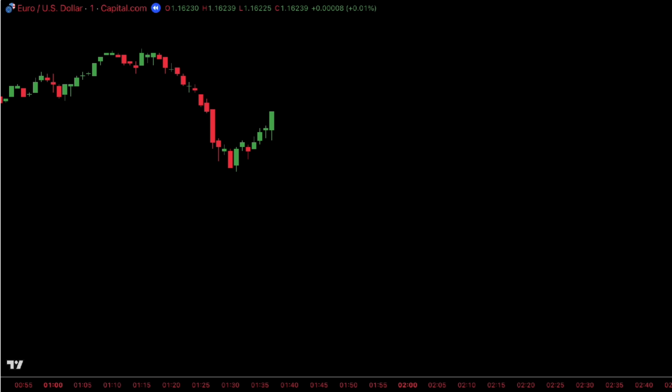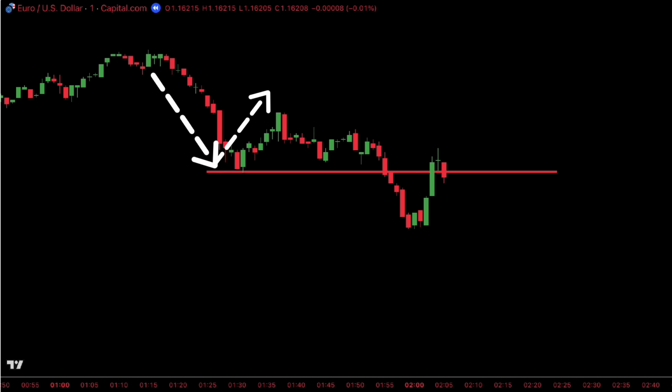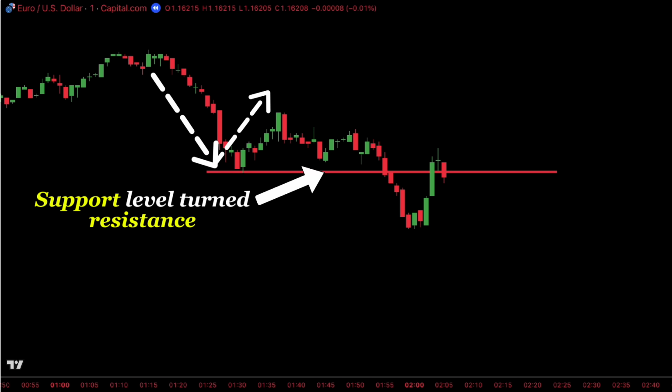Look at this chart example. This is the euro versus US dollar on the 1 minute timeframe. As you can see, the market made an impulsive move downward, followed by a retracement. This support level was broken during the downtrend and turned into resistance after the breakout. Now look at what happened next.